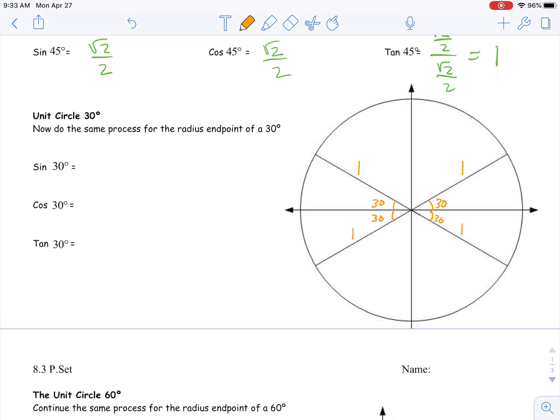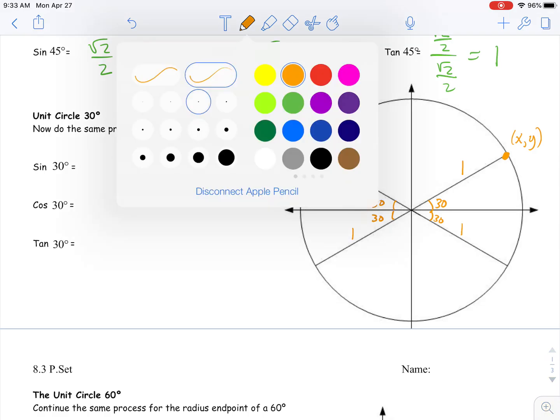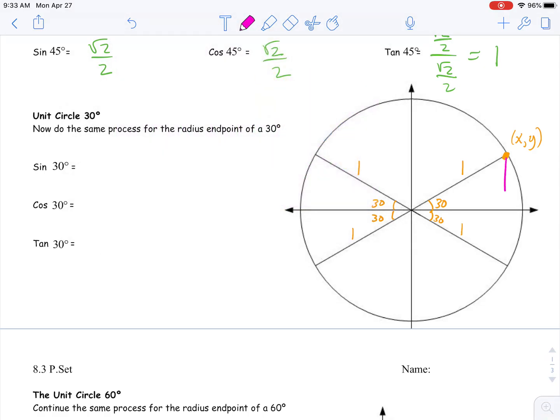And the goal is to find the ordered pair where this radius hits the circle. So we want this x, y value, and we're going to make a right triangle to help us find this x, y value. So stemming out from the center horizontally would be x, going up would be the y. We need to find those values.